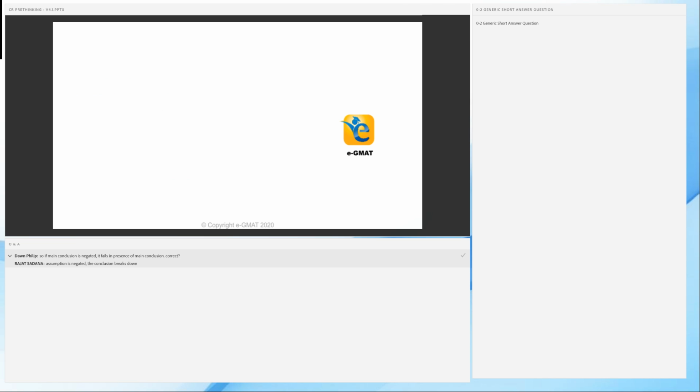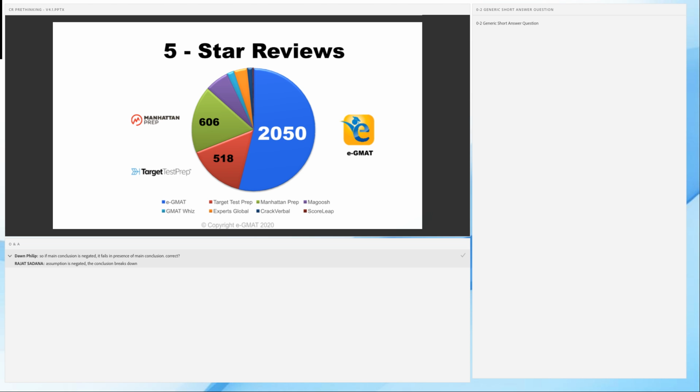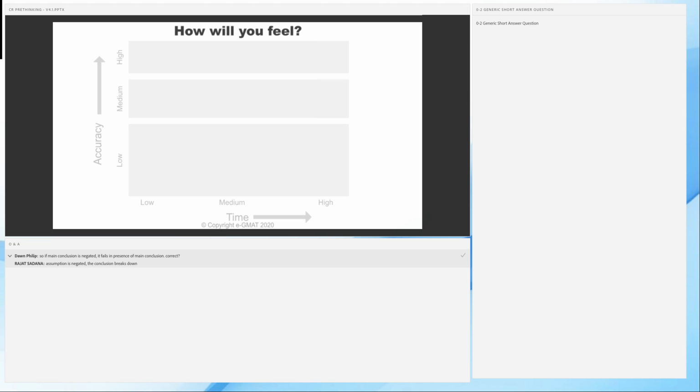When you look at significant verbal improvement, that percentage actually becomes even higher. Also, when you look at 5-star reviews, this very same thing holds true. We've actually more 5-star reviews than everyone else combined. So these methods work. They work beautifully.